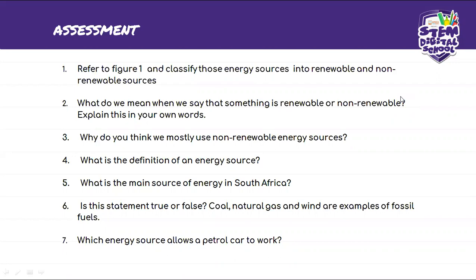Now, why do you think that we mostly use non-renewable energy sources? And what is the definition of energy source? Question five, what is the main source of energy in South Africa? And question six, is this statement true or false? Coal, natural gas, and wind are examples of fossil fuel. So here you just need to either write true or false. Seven, which energy source allows a petrol car to move?